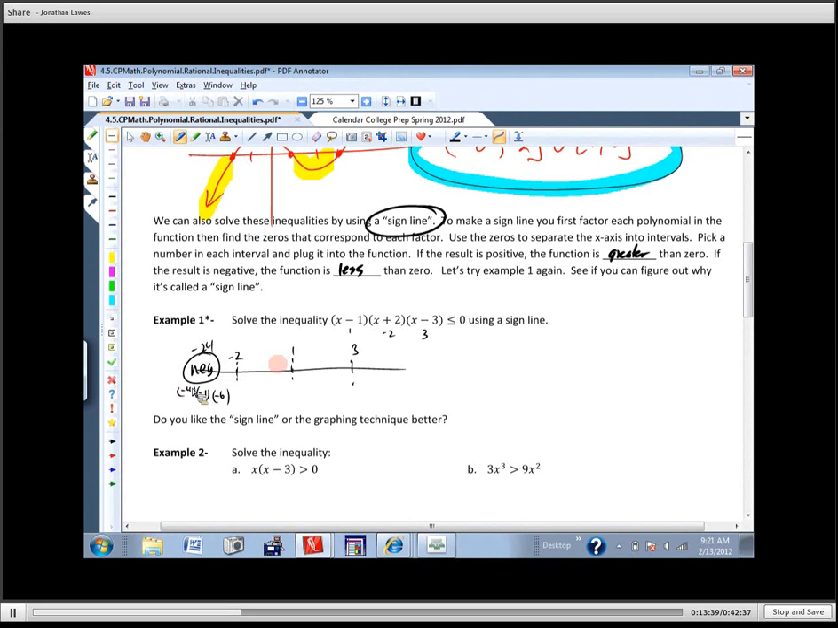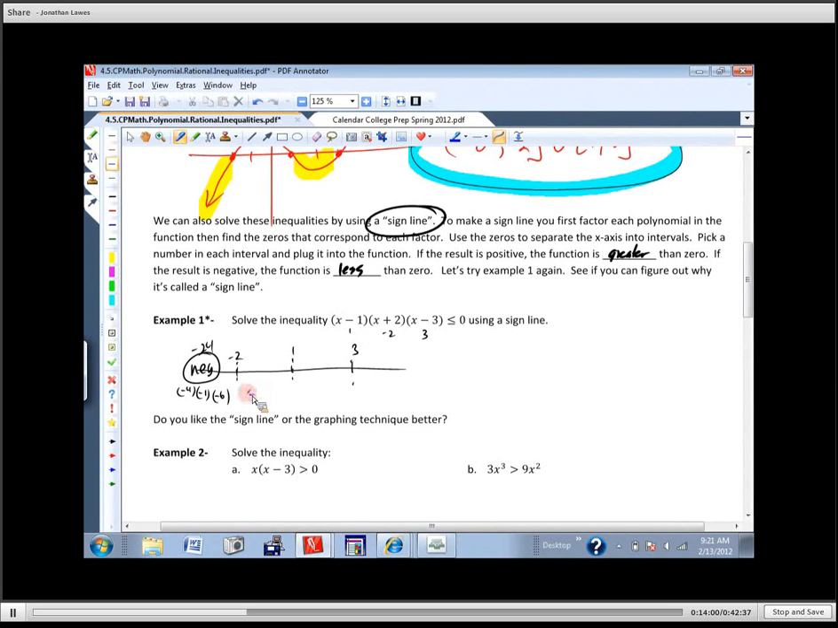So this next one, I'm going to do a little bit differently. Watch. Somebody pick a number in between negative 2 and 1. Negative 1 or 0 is really easy, right? Let's plug in a 0. Now watch. I'm not going to write down the number. I'm just going to look at this and write down the sign. If I plug in a 0, what's the sign of this factor?